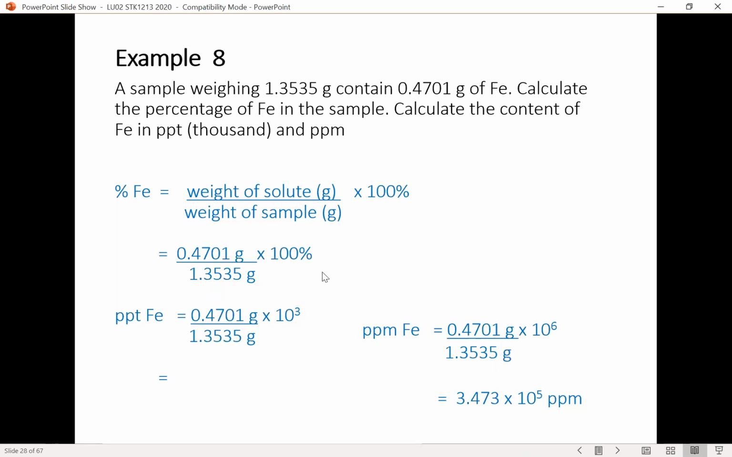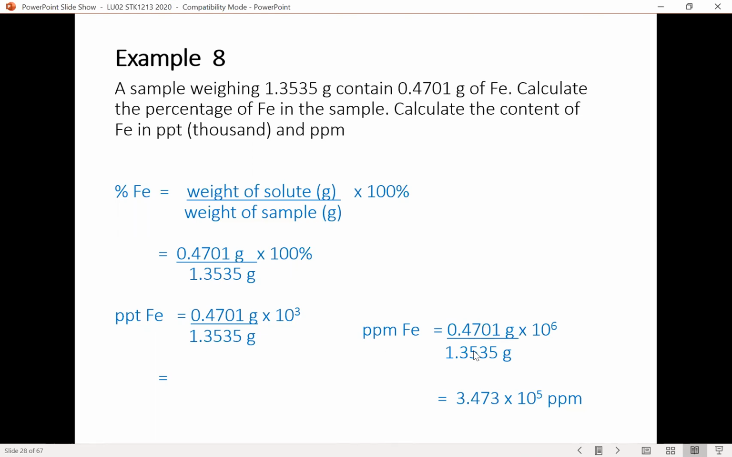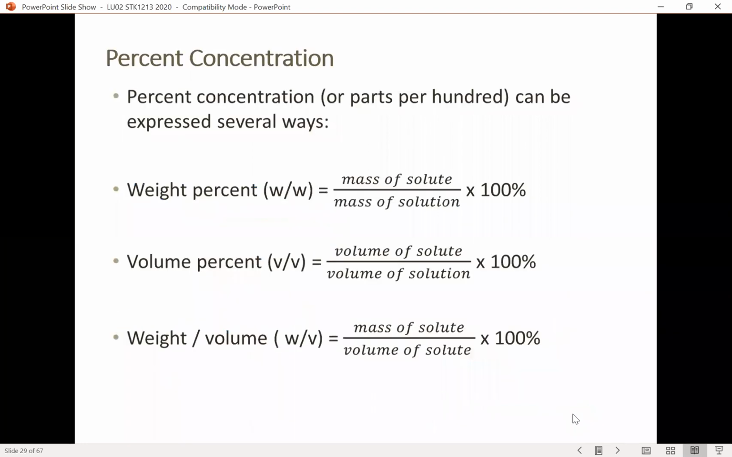Okay, so here's the difference between the calculation. This is weight to weight percent calculation. Weight of solute divided by the weight of sample times 100%. Parts per thousand, weight of solute divided by the weight of sample times 10 to the power of 3. And for parts per million, the weight of solute divided by the weight of sample times 10 to the power of 6. Okay. Now, we move to another unit of concentration, which is percent concentration.